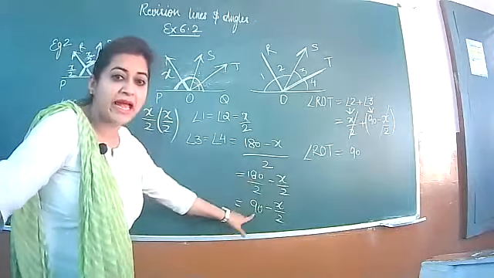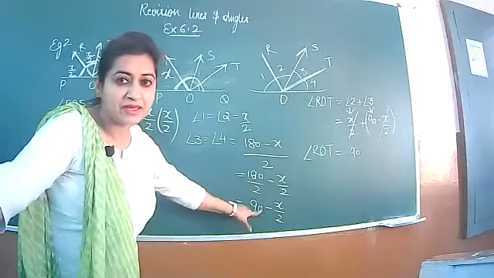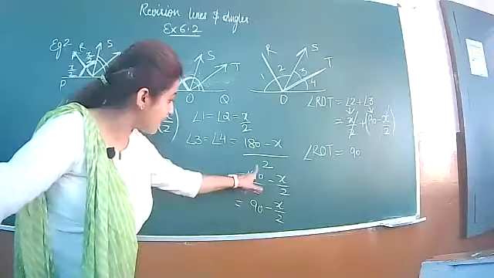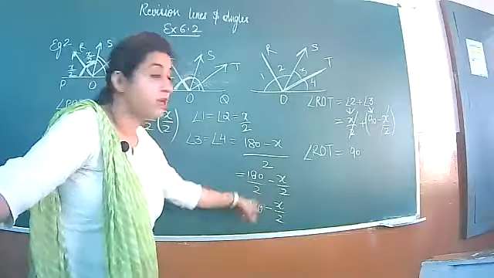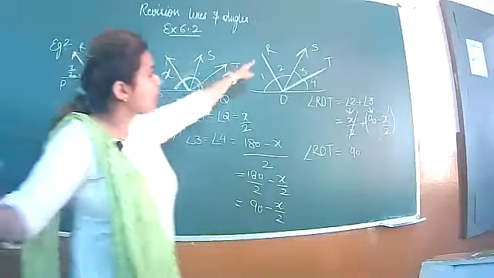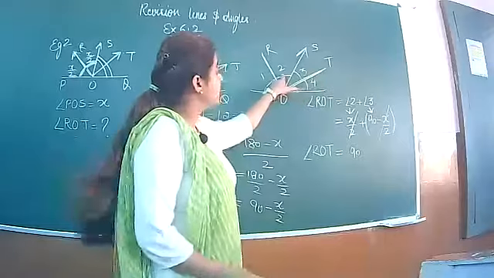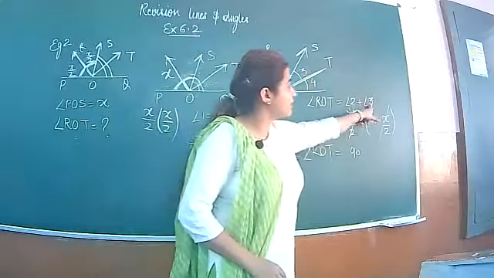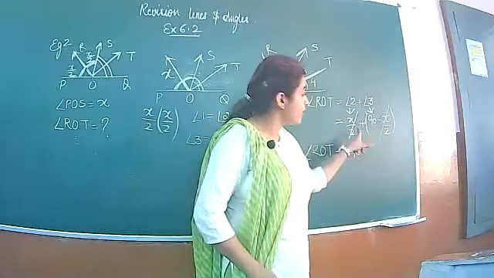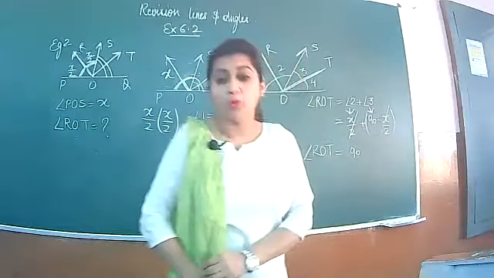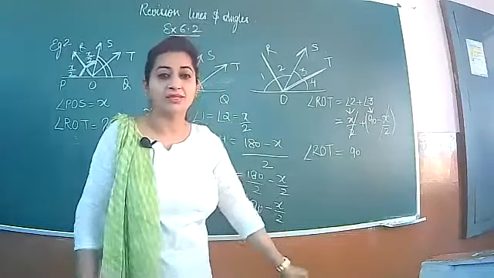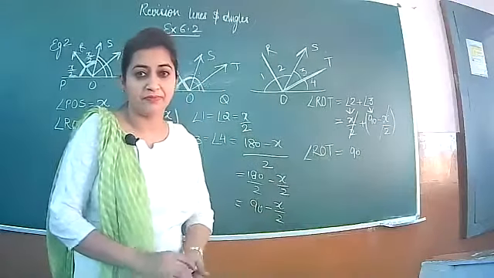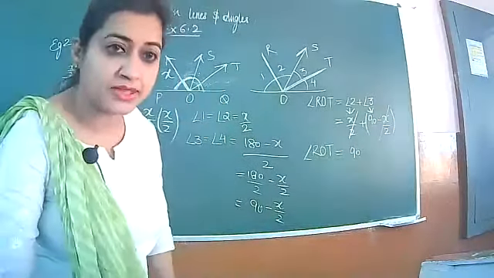Is it okay? Any doubt in this step, beta? Any doubt? Half is done, separated, this is what came. And what did we have to find? ROT. That is the combination of 2 and 3. 2 is x by 2, angle 3 is 90 minus x by 2. This is plus, this is minus, both will cancel out. So your answer is 90. Is it okay?